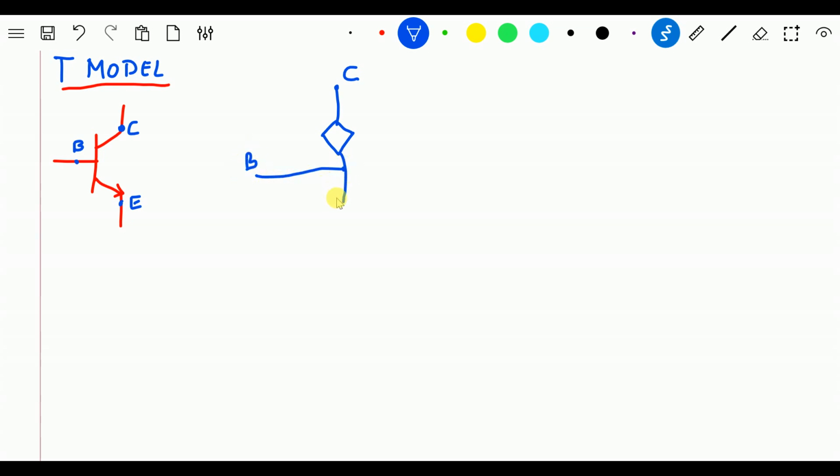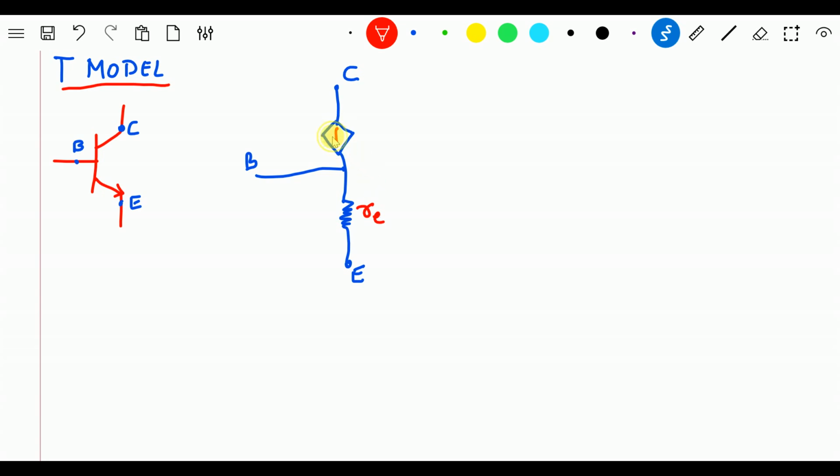So in the T model, we'll try to take RE, the input resistance at the emitter. That is where the T model is considered. So we'll try to take small RE, and this is your emitter. So what we do is take the small resistor, the input resistance at the emitter RE. If you remember, we derived this RE in the previous video.